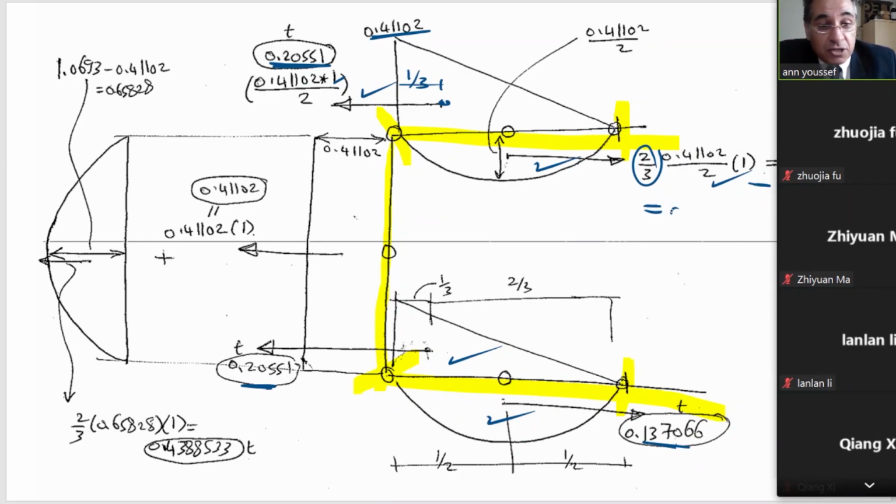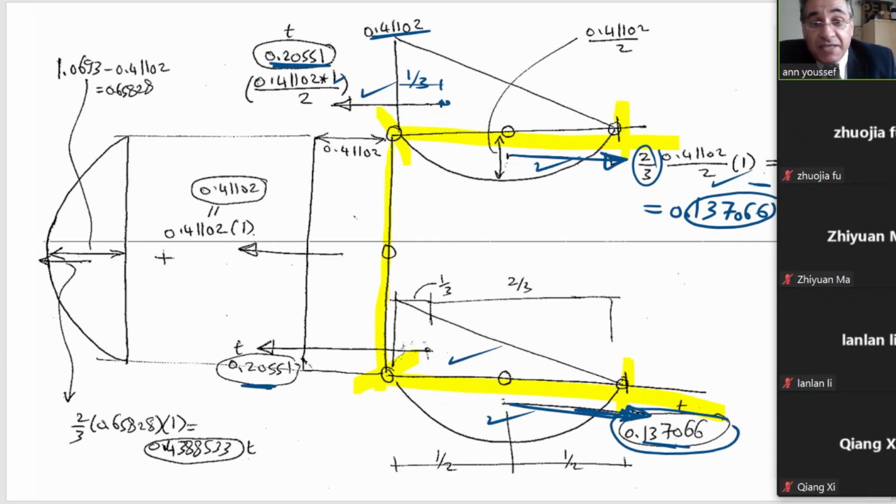So this one we can say it is 0.137066. So we have this value here, and we have this value here in this direction. These two values in this direction. It depends on the signs, because this is negative, and we have this value. This is a positive sign, in this direction. We have this value from the horizontal element on the bottom of the problem. And at the end of the day, we have here two values, one here and one here.